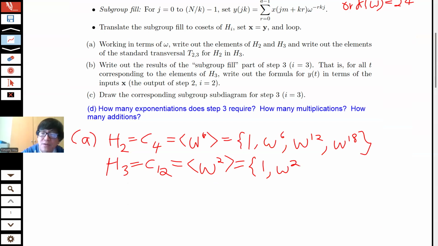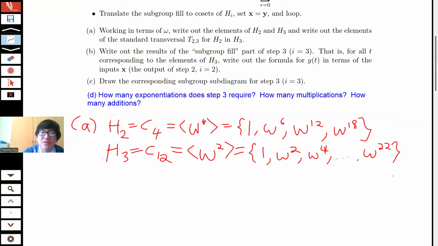So the elements of H3 are just all the powers of omega squared. That goes on to omega to the 22, and then omega to the 24 is 1 again. All right, so those are the elements of H2 and H3.